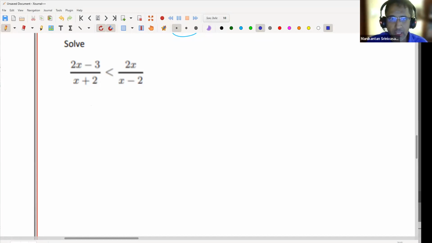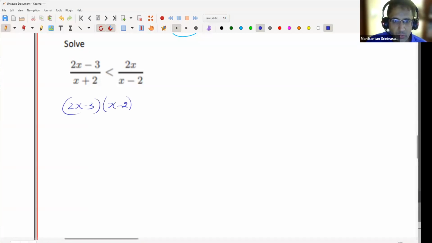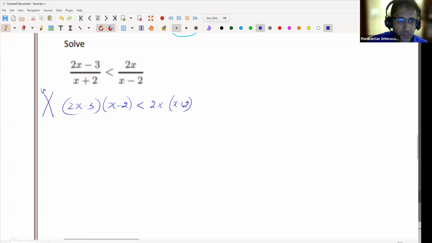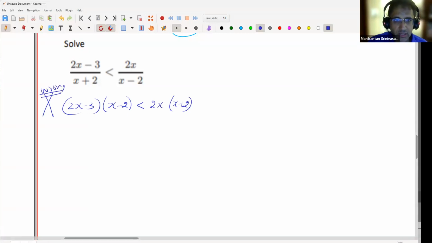I'll just continue. Okay. So this question, the thing not to do would be to cross multiply. That's a common mistake everyone makes. So the very first step, it's very tempting to do this. Do not do this. If there is an inequality, do not do this. This is wrong. Why? Because we explained in detail last class. We don't know the signage of x plus 2 and x minus 2.